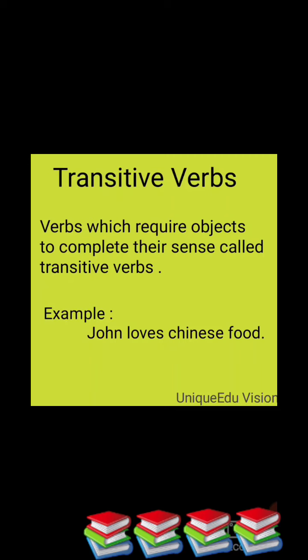It means in transitive you need the object. And one thing that you must remember, doing verbs and verbs showing possession can be transitive verbs, not the be form of verb. For example, John loves Chinese food. Here, if we write John loves, what John loves, there is no complete sense. So we added an object, that is Chinese food. Now you come to know what transitive verbs are.